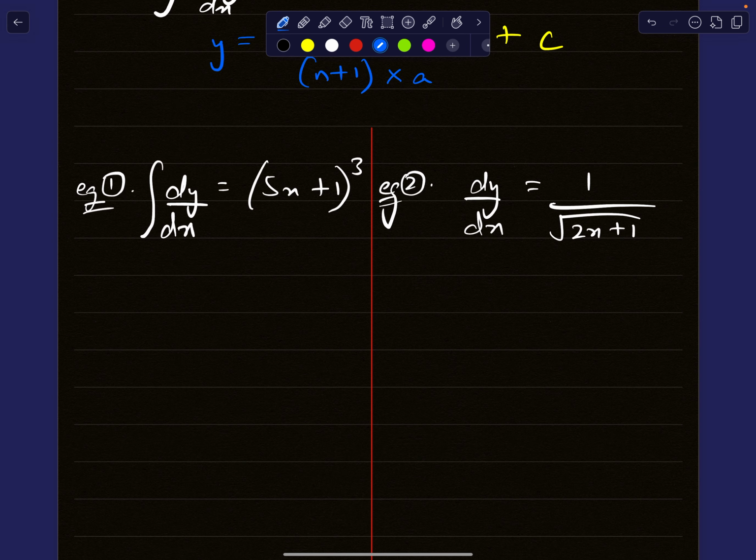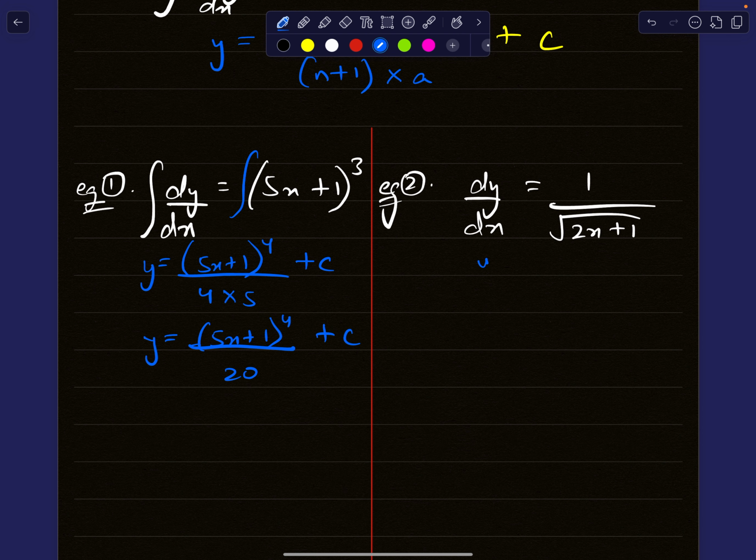Moving on, in this case, we have 5x plus 1, increase the power by 1, write that increased power in the denominator multiplied by the differential of the bracket, and our final answer turns out to be (5x plus 1) power 4 over 20 plus c.